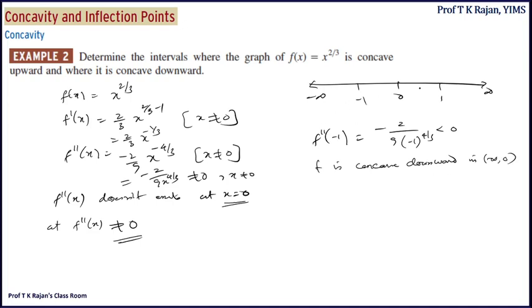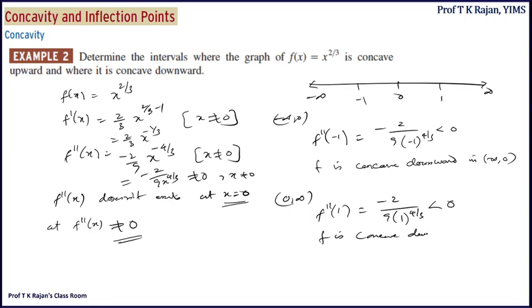Now what about the interval 0 to infinity? This we are taking minus infinity to 0. Now you take the interval 0 to infinity to test. You take a point 1 here and calculate f double dash of 1. f double dash of 1 is minus 2/9 into 1 raised to 4/3. Clearly this is also negative. That means f is again concave downward in the interval 0 to infinity. So there is no concave upward portion here. The curve is concave downward only. At point 0, f double dash 0 does not exist.